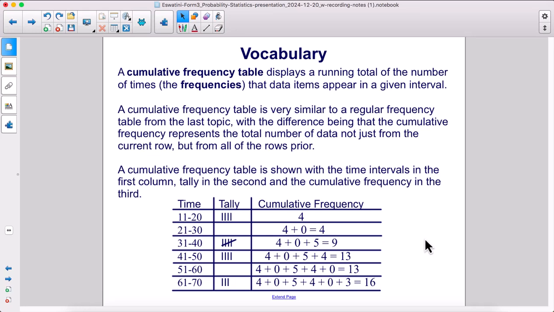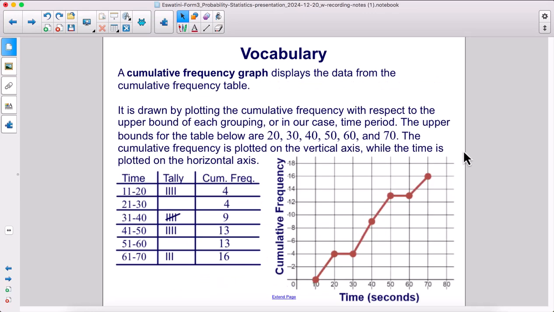A cumulative frequency table is shown with the time intervals in the first column, tally in the second, and the cumulative frequency in the third. A cumulative frequency graph displays the data from the cumulative frequency table. It is drawn by plotting the cumulative frequency with respect to the upper bound of each grouping, or in our case, time period. The upper bounds for the table below are 20, 30, 40, 50, 60, and 70. The cumulative frequency is plotted on the vertical axis, while the time is plotted on the horizontal axis.